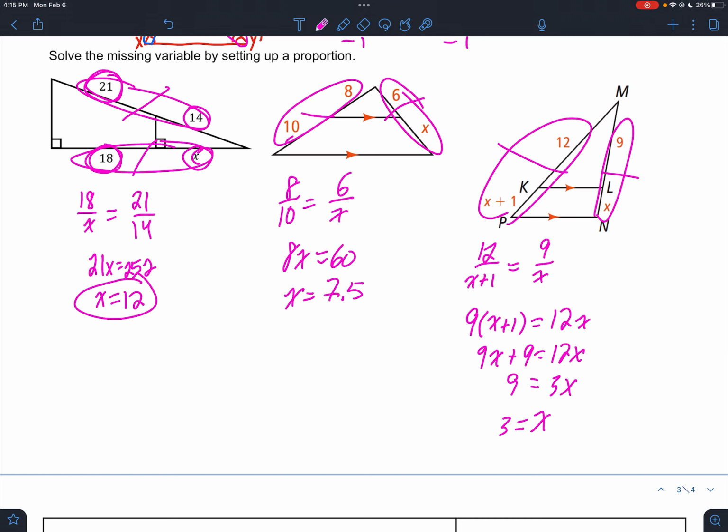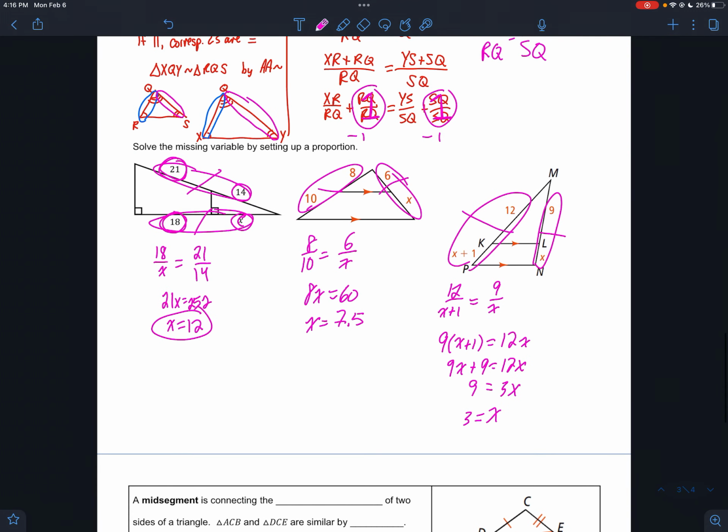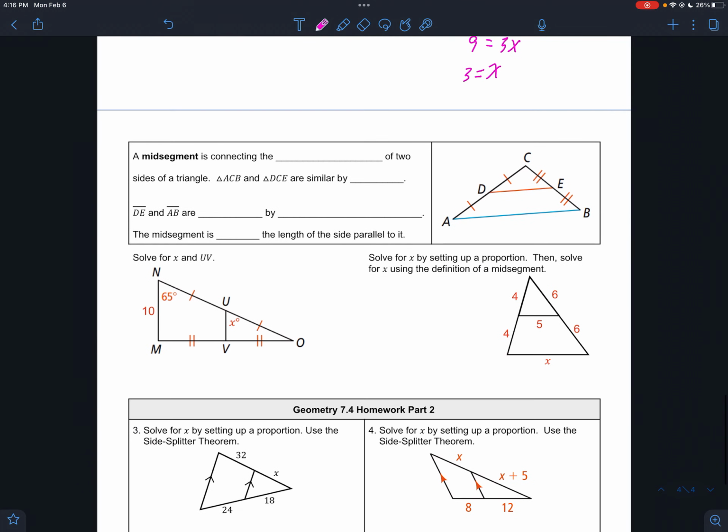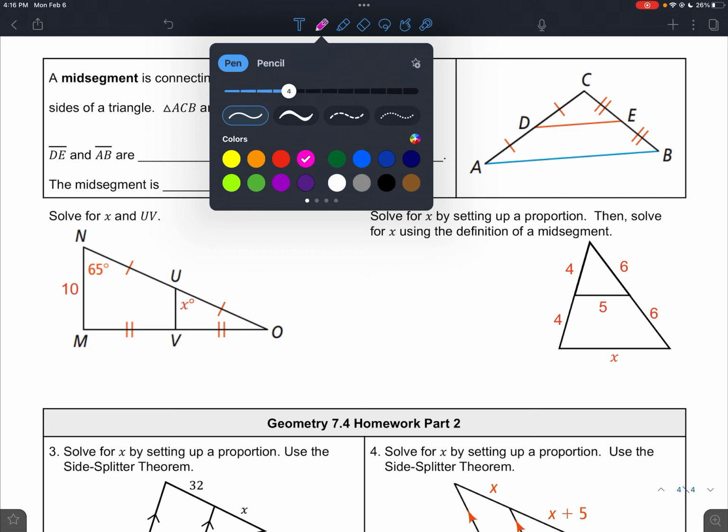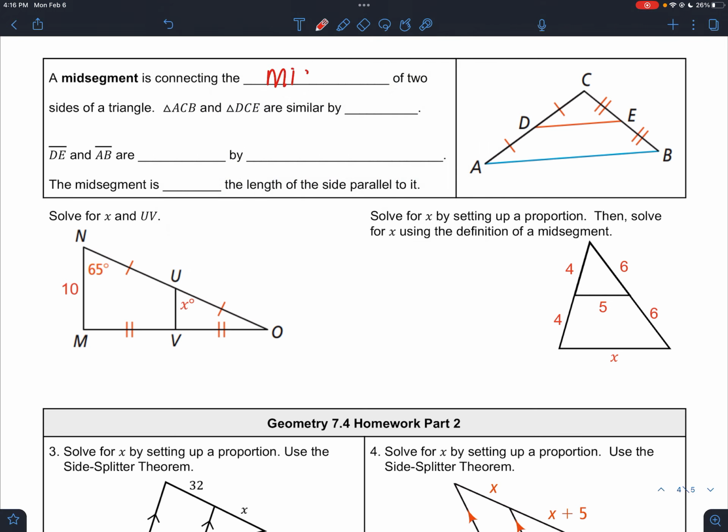Okay? So kind of nice and easy, but we have to respect the proof of why this is true. We're not really setting similar sides equal to each other. We're setting parts of similar sides equal. So this is called the side splitter theorem. And the last thing I wanted to talk about briefly is just the midsegment. It connects the two midpoints.